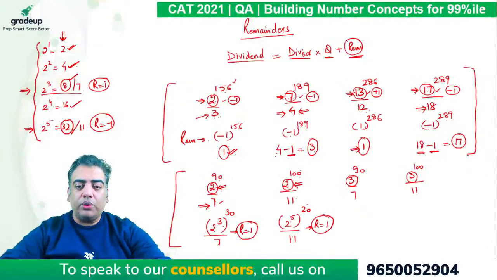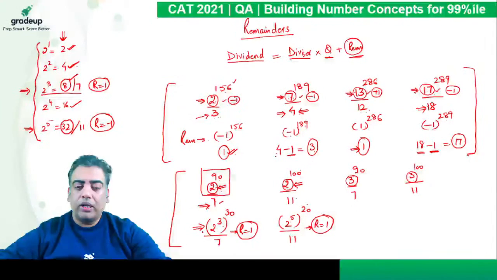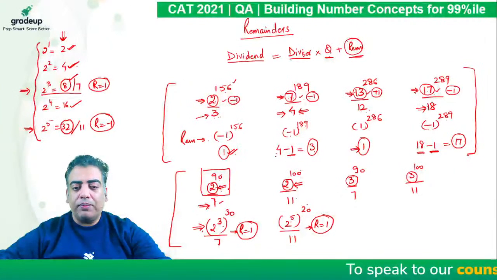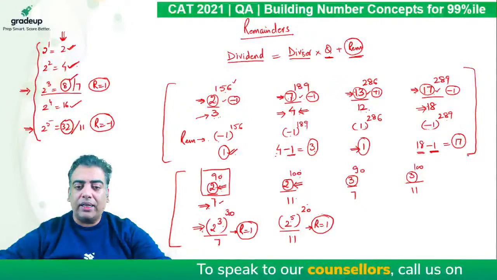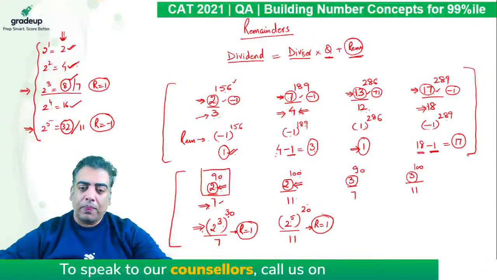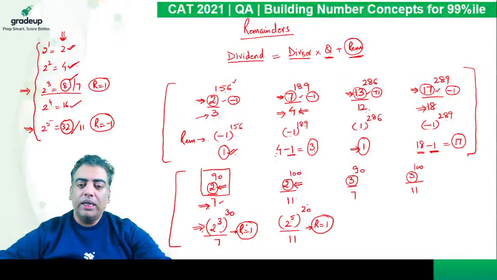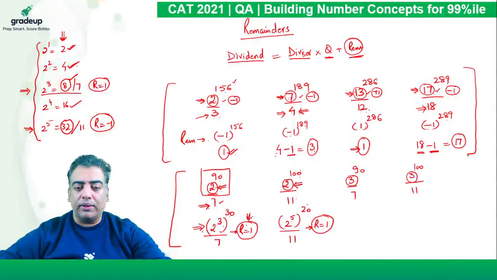So what we have to do is convert this value to 2 cube, right? When you are cubing the base number, power will be divided by 3. So 1/3 of 90 comes out to be 30, right? So 2 cube is 8. 8 when divided by 7, remainder is 1. So whatever the power of 1, even or odd, the result is always going to be 1.